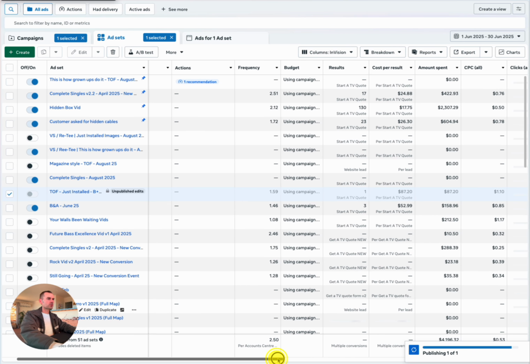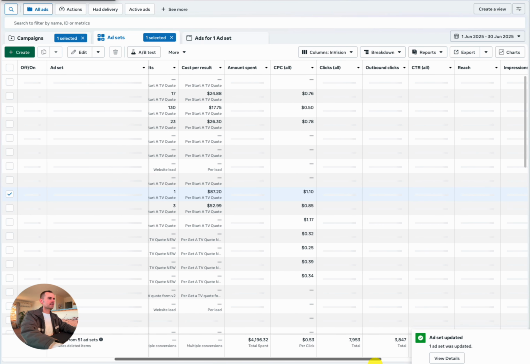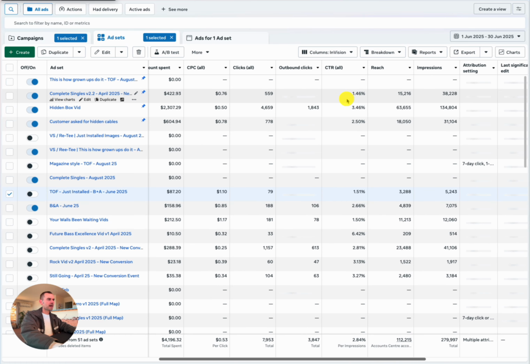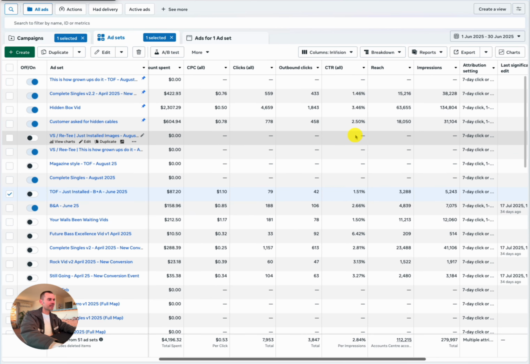The next things that we want to have a look at is, I wouldn't really worry too much about your cost per click. I wouldn't worry about your clicks at all. I would look at your outbound clicks maybe and your click-through rate. Now your click-through rate means what percentage of people are actually clicking things on your ads.